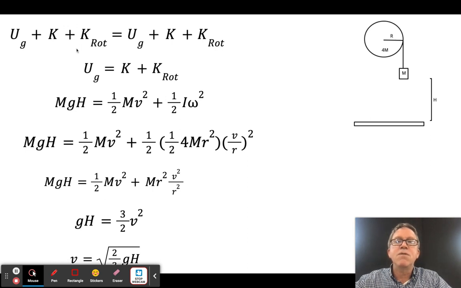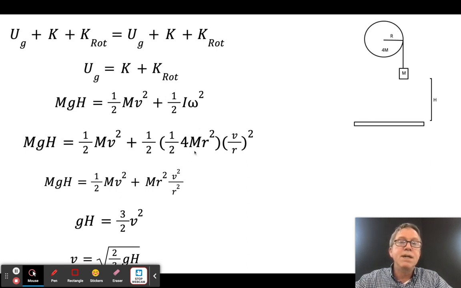Again, I'm starting off with no kinetic energy. I just have U_G. I'm ending up without any U_G, so I just have kinetic plus K rotational. So this is basically all we've changed: we've just added this to it. Like we did before, mgh equals 1/2 mv squared plus 1/2 I omega squared. Again, I'm going to substitute in for omega.